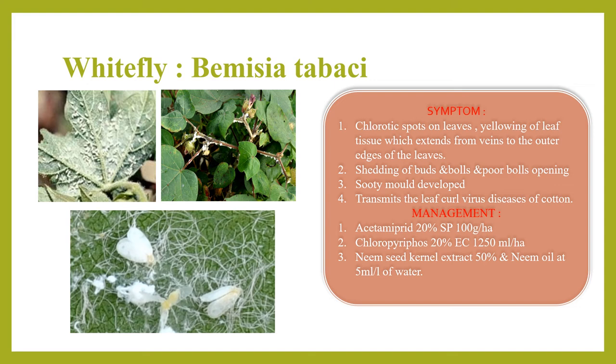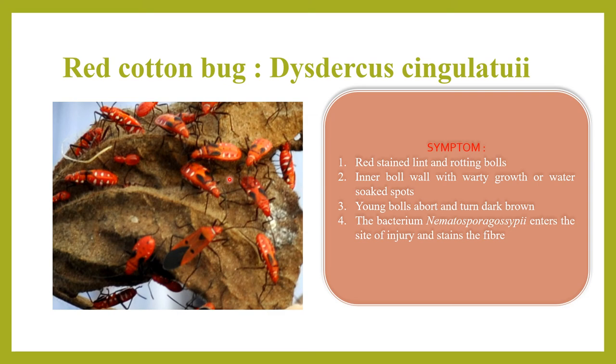And coming to the red cotton bug, we can see the symptoms. The lint is very important in the cotton, and due to the red cotton bug, red stained lint will be seen, and rotting of the bolls, and young bolls will abort and turn dark brown. The bacteria Nematospora gossypii enters the site of the injury and stains the fiber red.